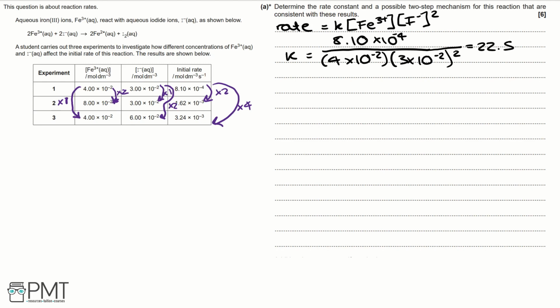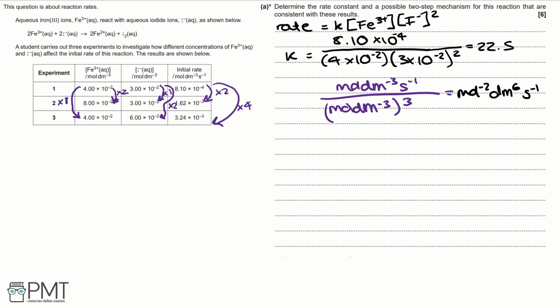Next, we need to work out the units. So the units for the numerator are moles per decimeter cubed per second. And for the denominator, it's moles per decimeter cubed multiplied by 3. And then if we were to cancel this out, we would end up with the units moles to the minus 2, decimeters to the 6, seconds to the minus 1.